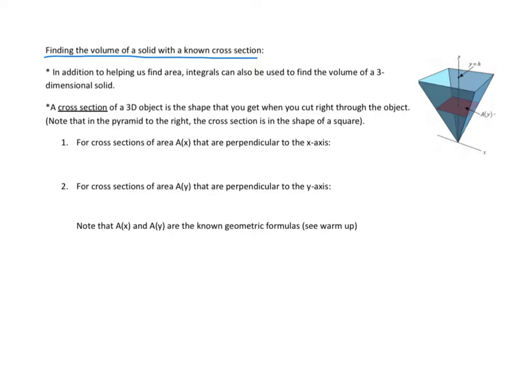So the first method we're going to use has to do with when you find cross sections of a 3D object. So if you look to the right, there's a pyramid with a square base. The cross section of that pyramid, there's actually two ways to cut it and get a different cross section. But if you cut it the wide way, like you can see there, the cross section of that is a square. Actually, just a side note, if you were to cut it along the y-axis, the cross section would be a triangle.